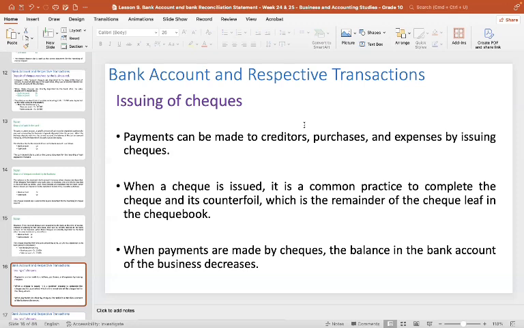On the separate part I mentioned earlier, the counterfoil, we are also recording to whom we have issued this check and what is the amount and what are the other necessary records.